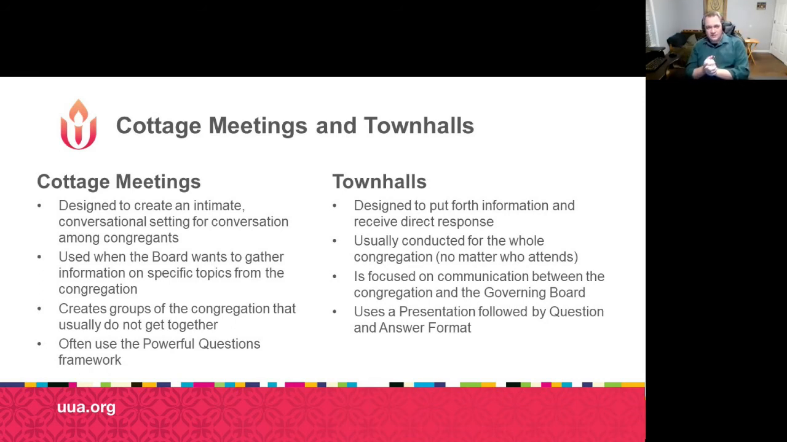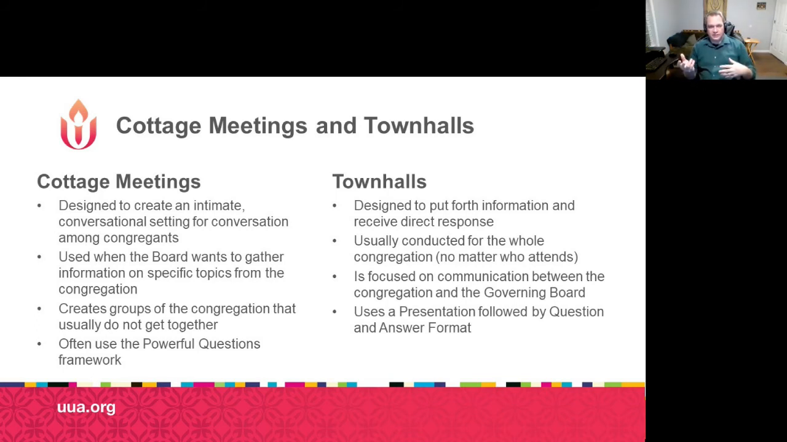Cottage meetings are designed to create an intimate or conversational setting for conversation among congregants. Usually they're held in a living room with a group of no more than 10 or 11. The board wants to gather specific information on specific topics. They want to hear from the congregation in that informal setting where people are able to really engage in conversation with one another.